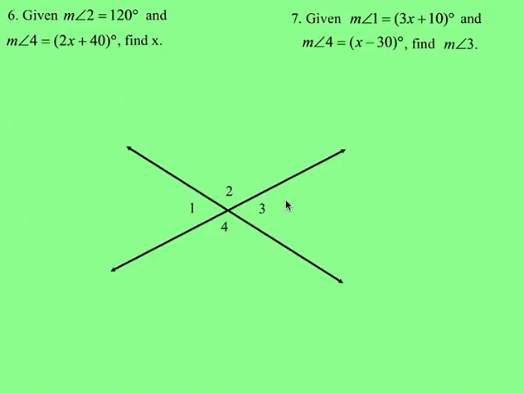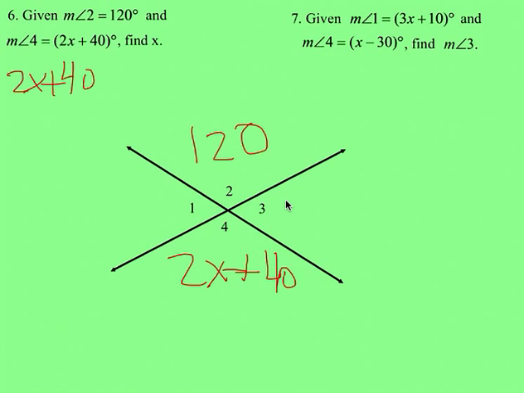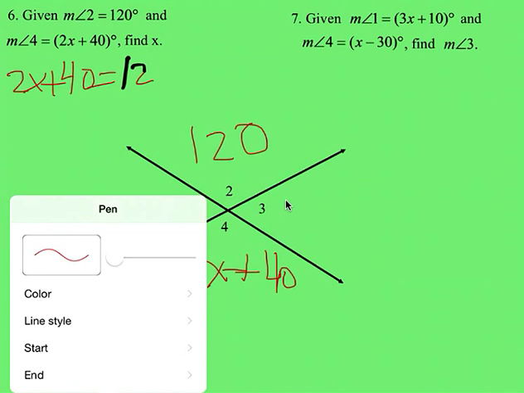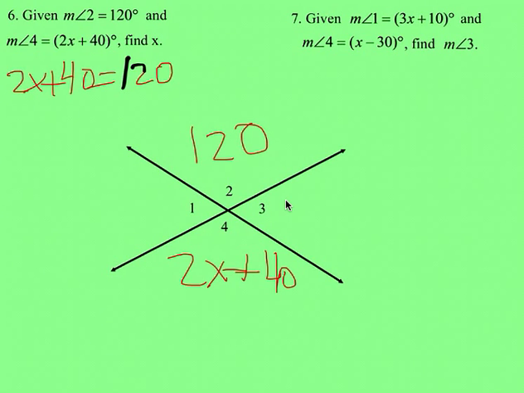So for this one, given that the measure of angle 2 is 120 degrees and the measure of angle 4 is 2x plus 40, find x. Well, I notice immediately that these are vertical angles, which means I need to set them equal to each other. So since they're vertical angles, I can set them equal to each other.